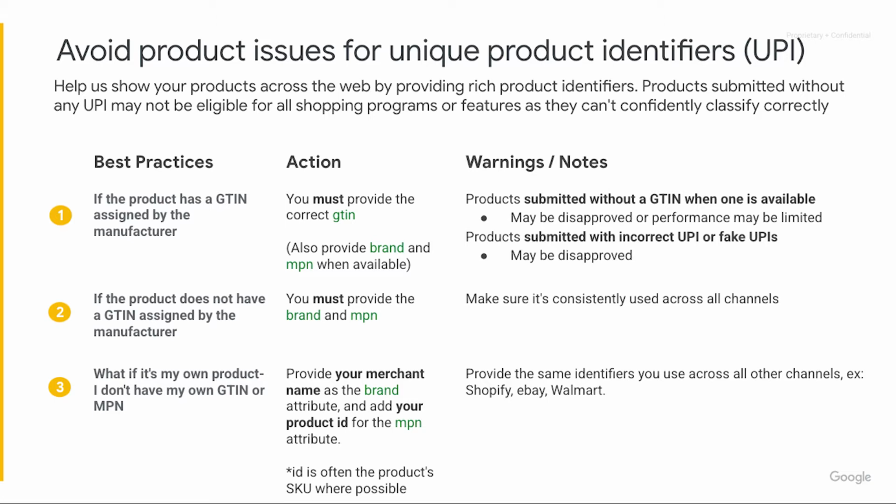Now, what happens if it's my own product and I don't have my own GTIN or NPN? In this case, we recommend that you provide your merchant name as the brand attribute and add your product ID for the NPN attribute. Keep in mind that the ID is often the product SKU wherever it's possible. As mentioned before, you want to provide the same identifiers you use across all channels. For example, Shopify, eBay, and Walmart.